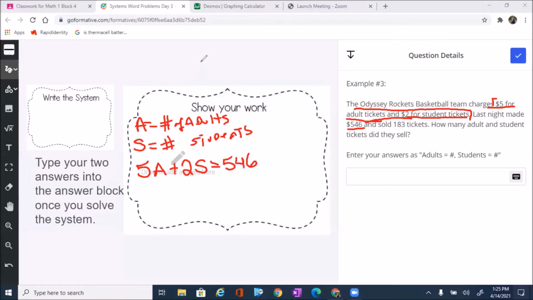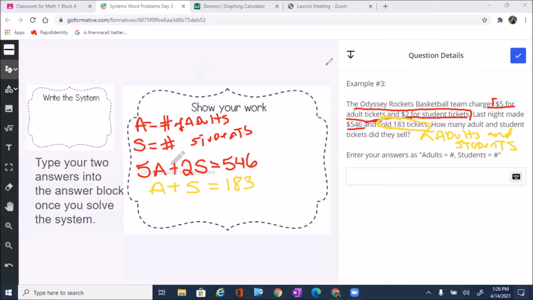Now, once we have that, we now need to build a second equation in order to find these number of tickets. Okay. It tells us that the tickets sold are 183. Well, these 183 are adults and students. It's the combination of them. Okay, well, that goes back to some previous problems we were doing. If we have a combination of the adults and the students, that means we have our adult tickets plus our student tickets. That is going to be a combined total of 183 tickets.